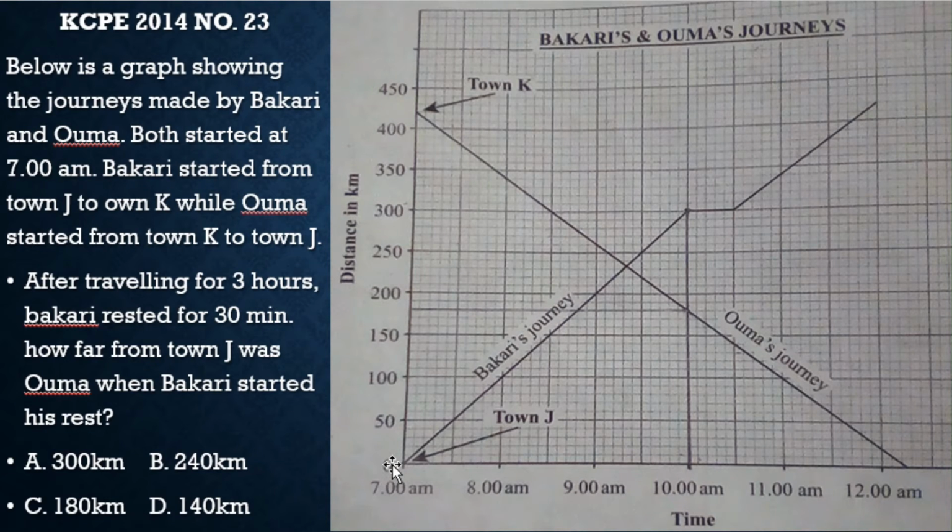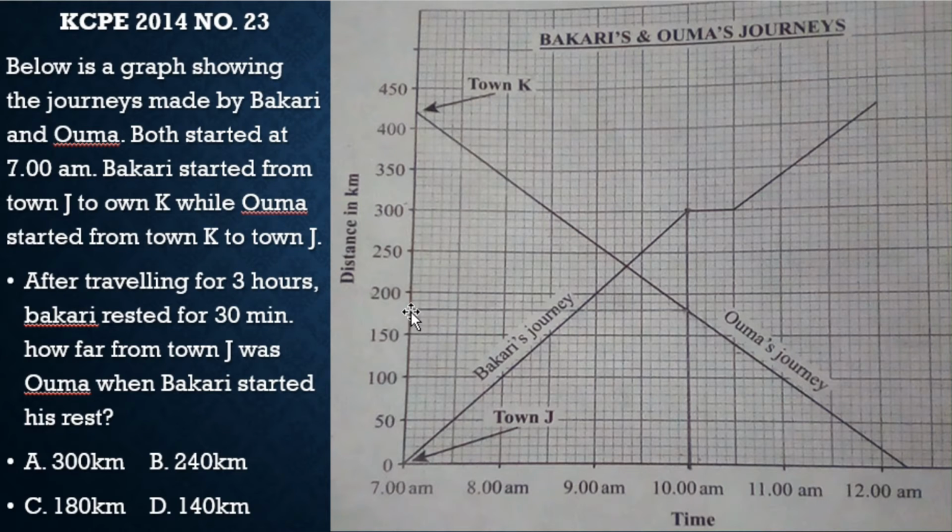I repeat the question again. How far from town J was Omar when Bakari started his rest? So we go up with Bakari, you see where the rest started. The rest started at 10 a.m. When I'm standing here, this is 10 a.m. And at this time, 10 a.m., we move down until we meet the line for Omar. So at this time, Omar was 180 kilometers away from J.